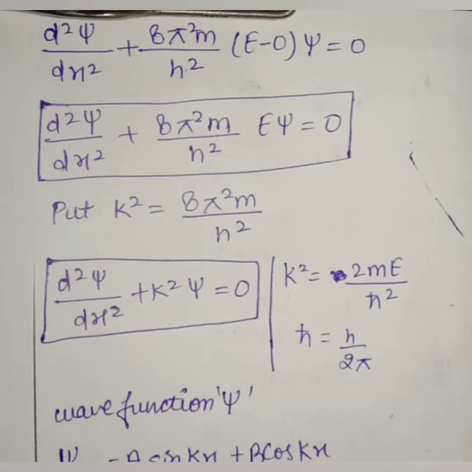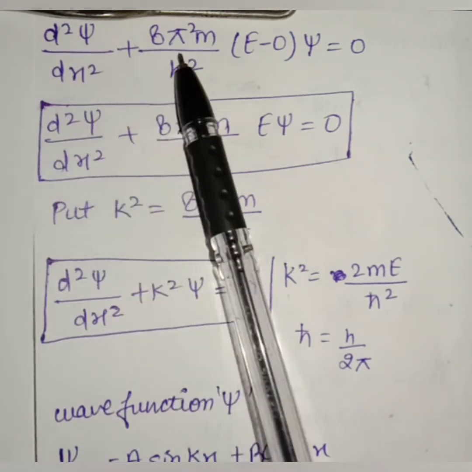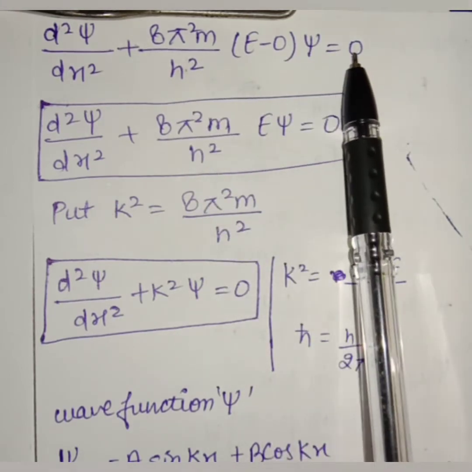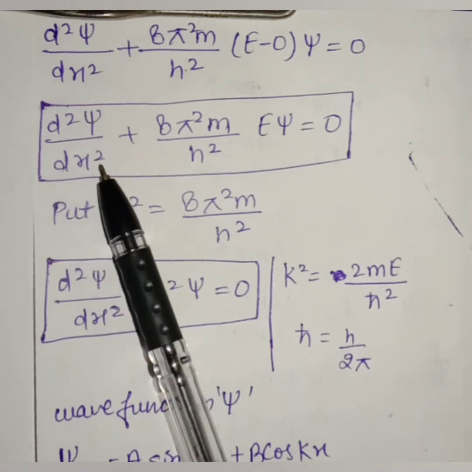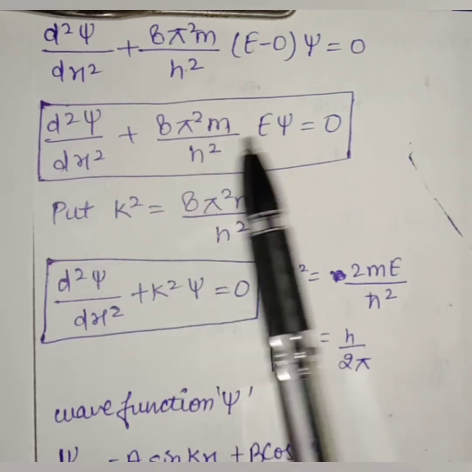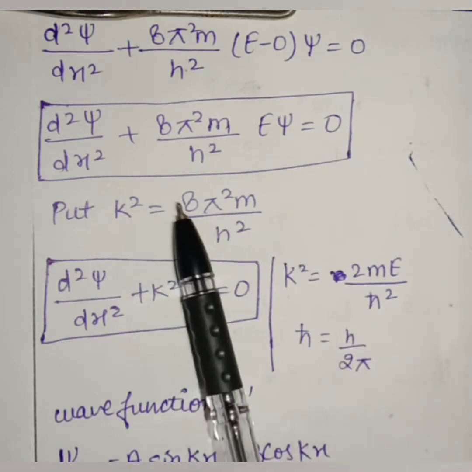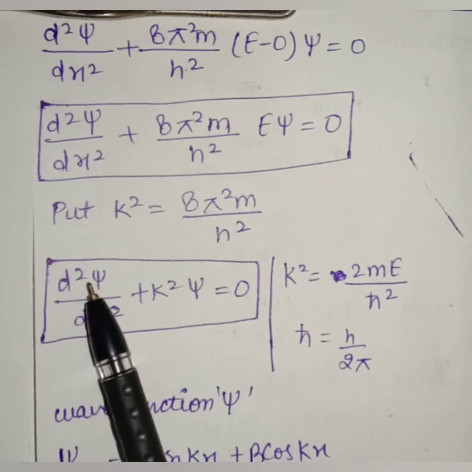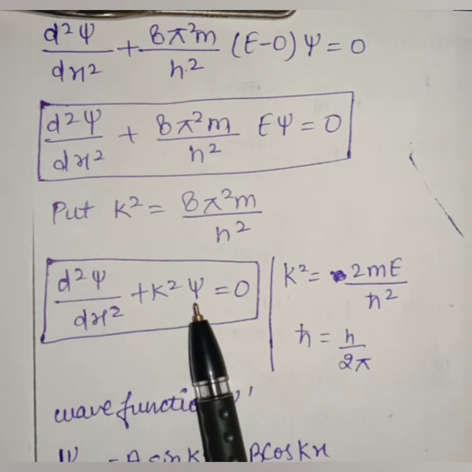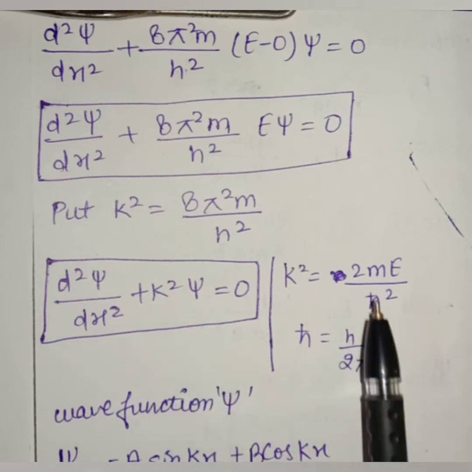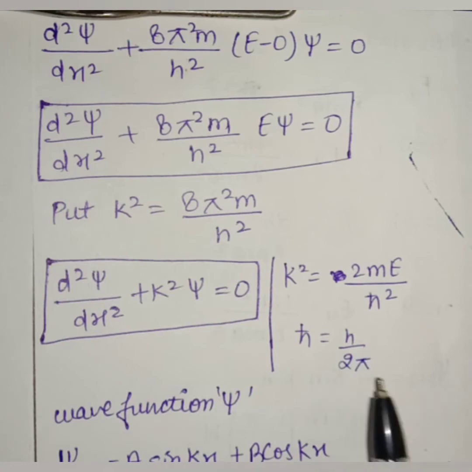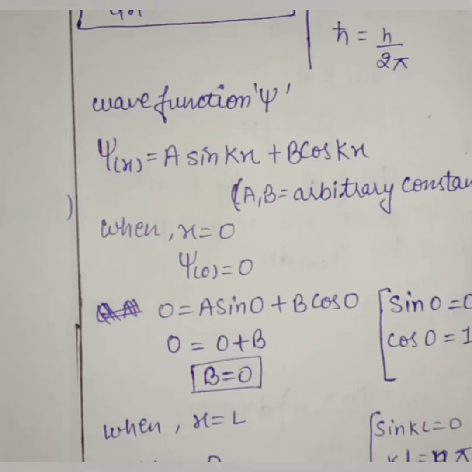As we know the potential energy inside the box is 0, the equation becomes d square ψ by dx square plus 8 pi square m by h square (E minus 0)ψ equals 0, that is d square ψ by dx square plus 8 pi square m by h square Eψ equals 0. Now put k square equals 8 pi square m E by h square. The equation becomes d square ψ by dx square plus k square ψ equals 0. Here k square equals 2mE by h bar square and h bar equals h by 2 pi.